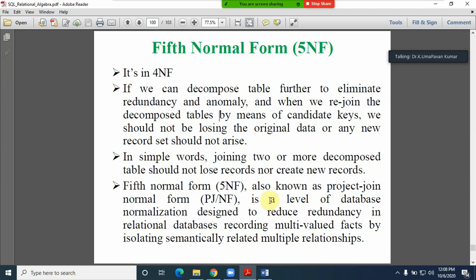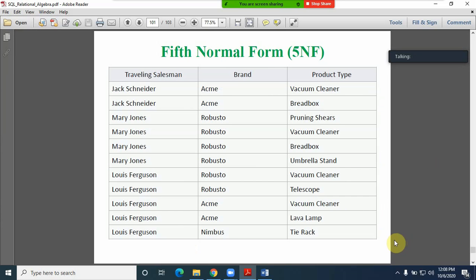Let us have a look at the example, friends. We have taken an example with three columns, which is nothing but traveling salesman information, and this traveling salesman is giving publicity or selling goods related to a particular brand and particular product type. If I am considering some brands, such as HCL or HP, there are pen drives, laptops, and some audio or video devices. Like that we have many products related to a particular brand.